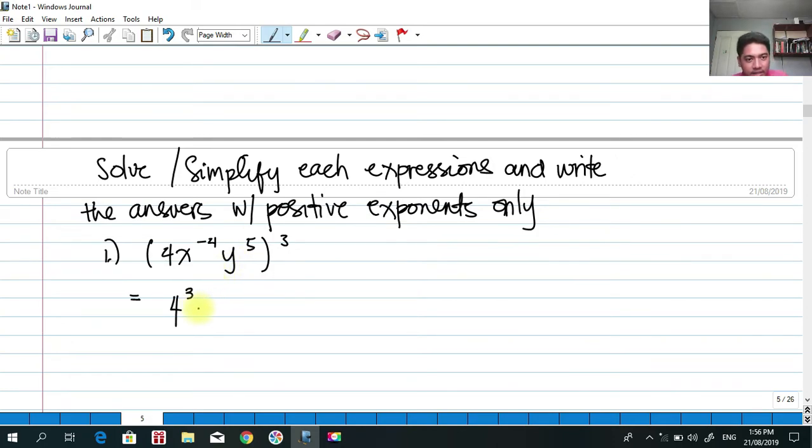Since this is raised to 3, we have to multiply it by 3 again, then we have y raised to 5 multiplied by 3. So we have to simplify. 4 cubed is equal to 4 times 4, that's 16, times 4, that is 64. And we have x raised to negative 4 times 3, that's negative 12. Then 5 times 3, that's y raised to 15.